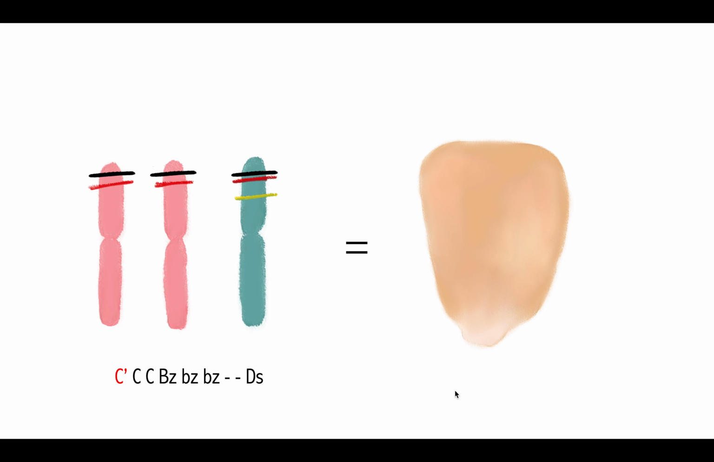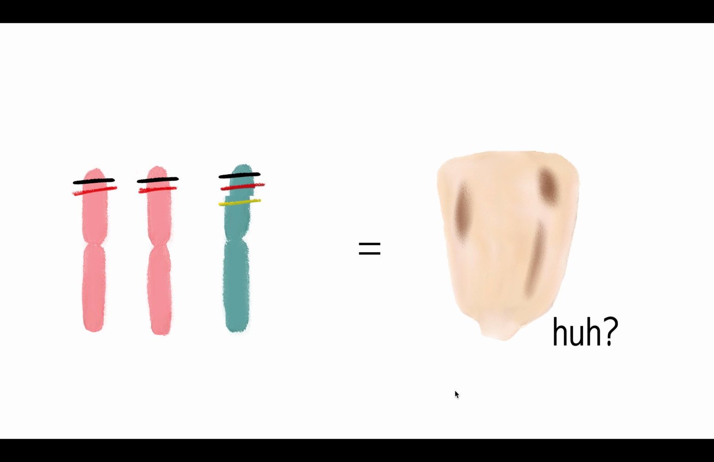And whilst this was the case for the majority of the kernels, there were some exceptions. Some kernels had a colourless background and varying amounts of dark brown spots and streaks. McClintock, after some deliberation, concluded that some of the individual cells in those kernels must have lost their C' and BZ alleles due to a break in the chromosome, a revolutionary thought at the time. She called the site of the chromosomal breakage the DS, short for dissociation.